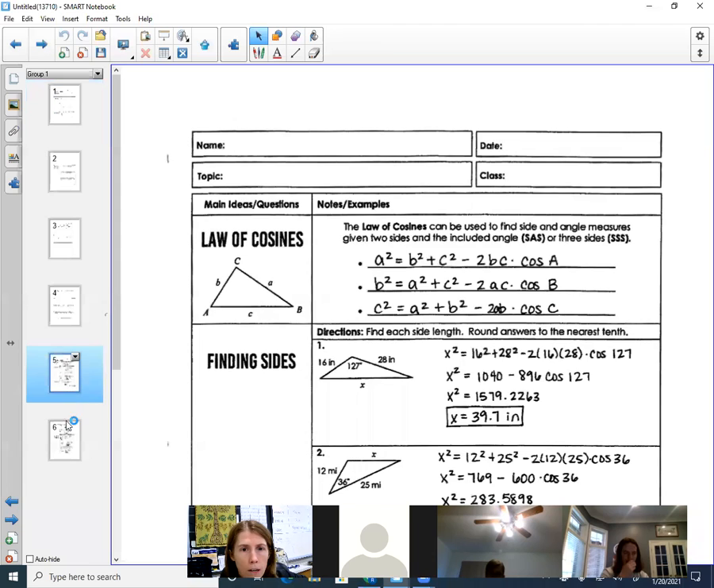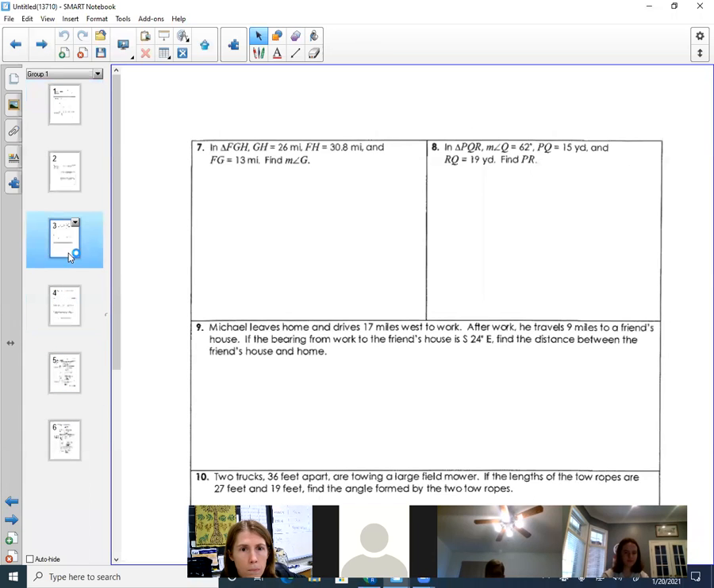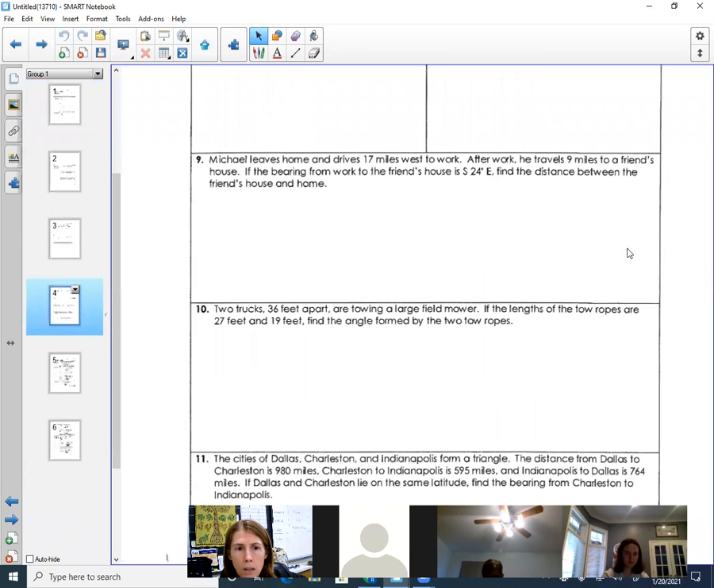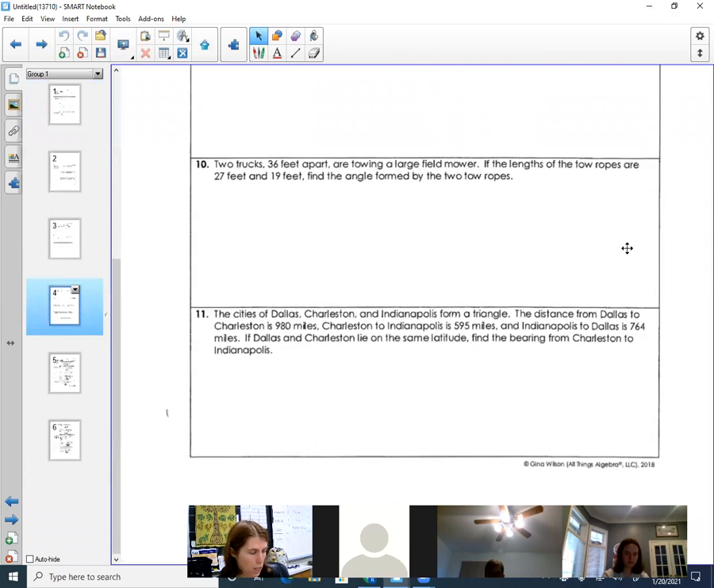Okay, number 11. This one is very tough. You have to think a little geography too when you draw this picture. When I think about this, I know Dallas is down south. I know Charleston is down south. If I read the whole thing, it says that Dallas and Charleston lie on the same latitude, so I know they're across. So I'm going to go ahead and make my triangle.